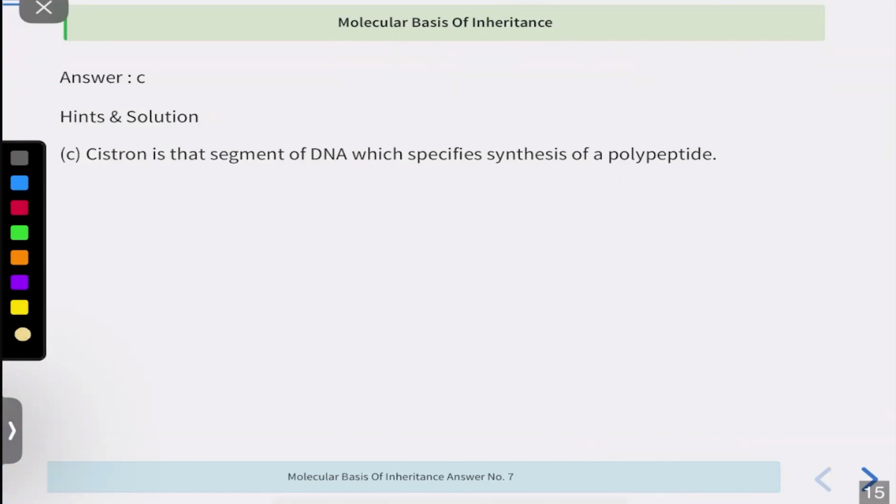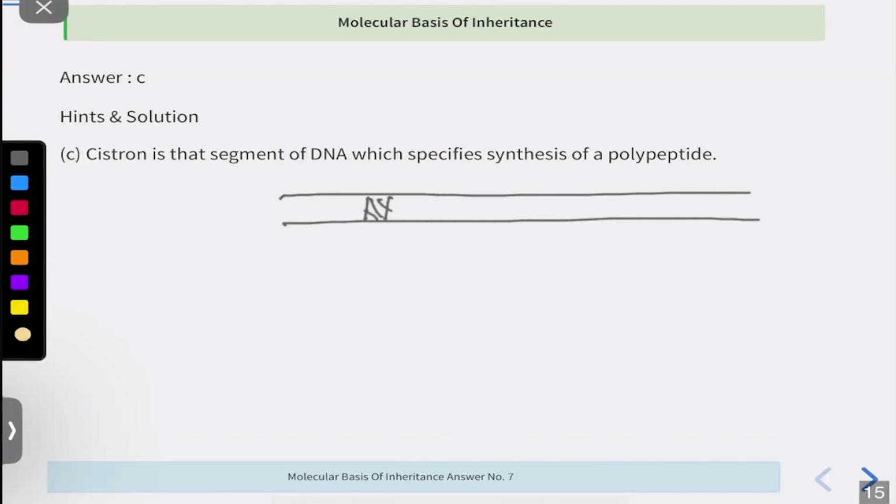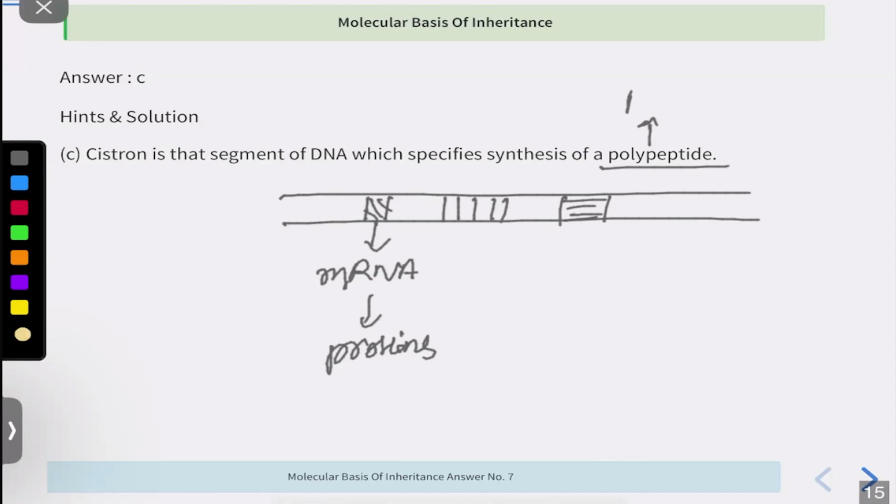Now DNA, I told you, the whole length of DNA, everywhere you will not find genes forming mRNAs, which will go on to form proteins. Proteins are what polypeptide means. So they are talking about protein only. Only specific places will form the mRNA. And these specific segments of DNA are called what? Cistrons. Understood?